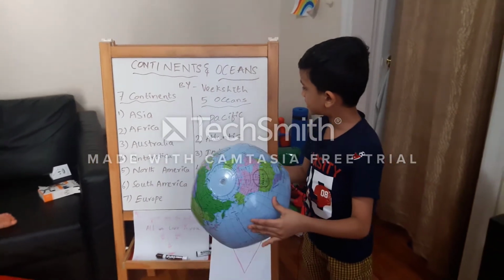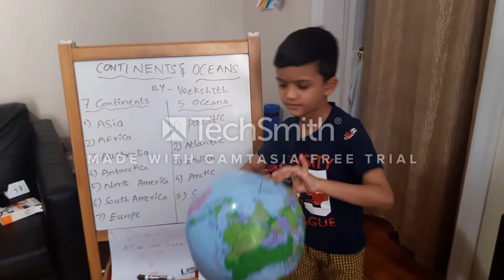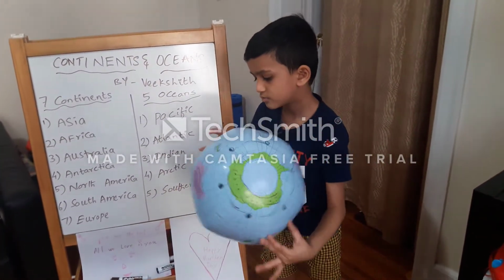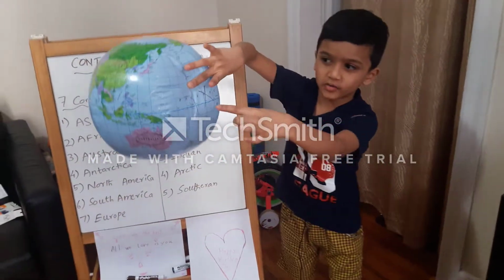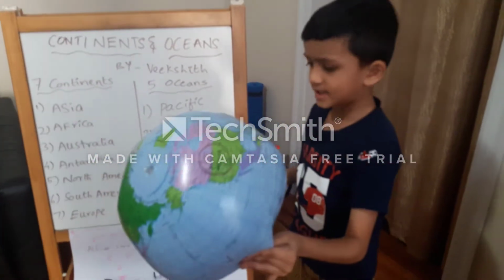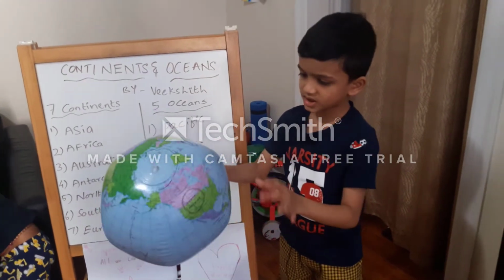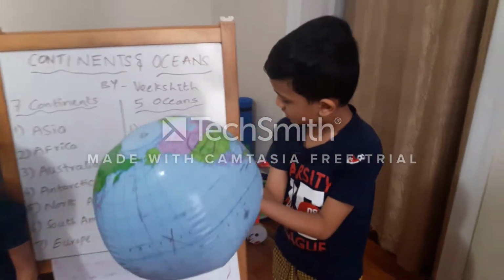First ocean is the Pacific Ocean. Where is Pacific? It's not there. Oh, is it Pacific? Here's the Pacific Ocean. It has an X. Now, the next one is Atlantic. Where's Atlantic? Here's Atlantic.